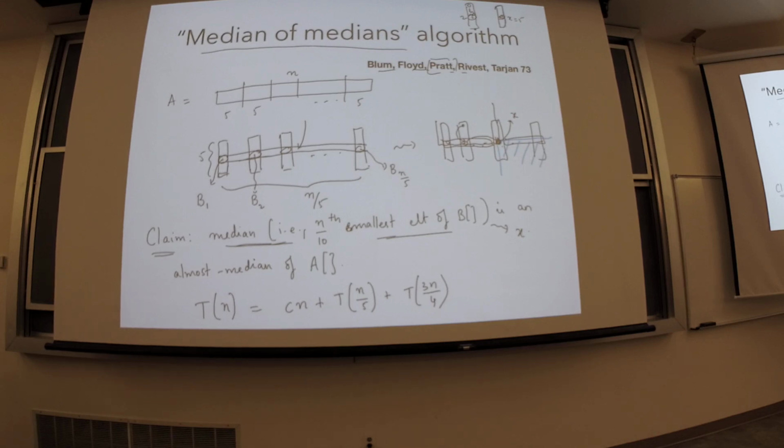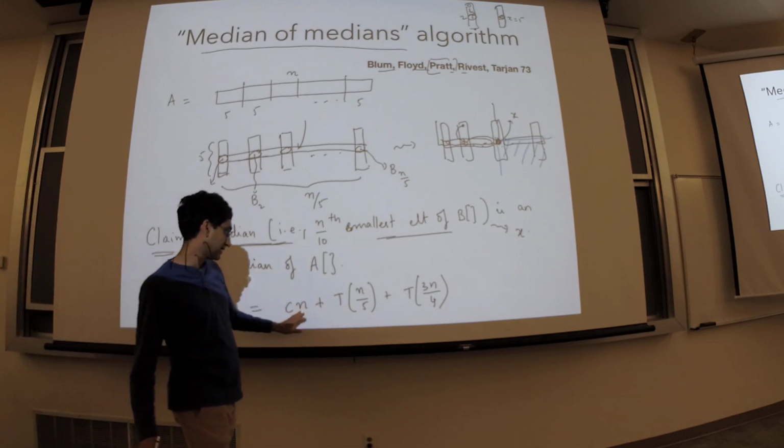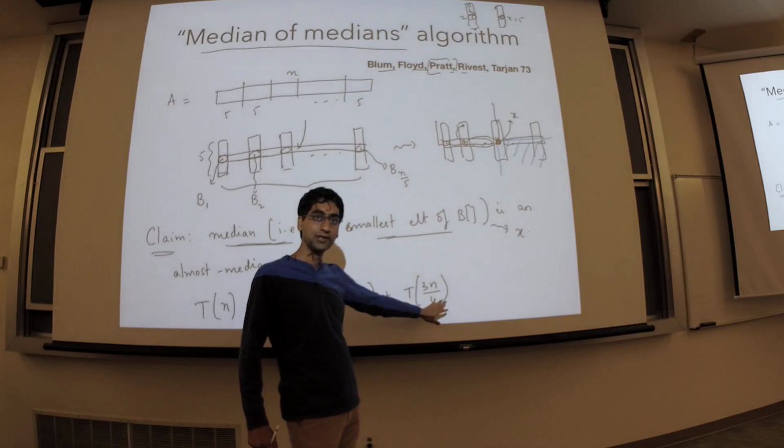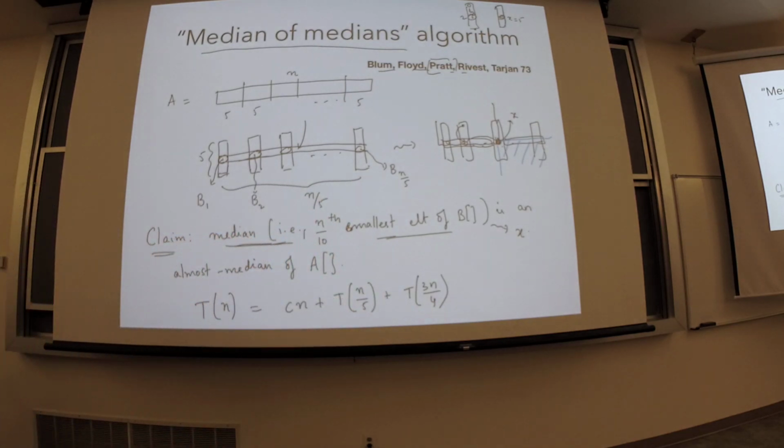Alright, so this turns out to be the recurrence. So it's not as simple as before. It's not exactly Cn plus T of 3n by 4. It's this plus this extra n by 5. But yeah, so now this is again an exercise. Actually, if you try to do this as an exercise in plug and chug, then I would be happy if you can do it, but I think it will be very messy.